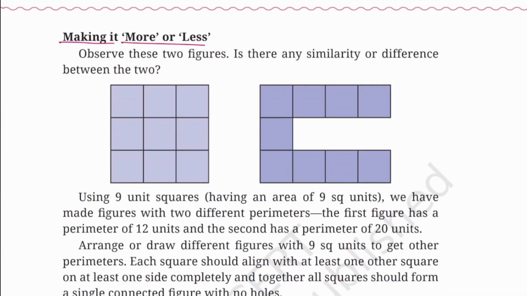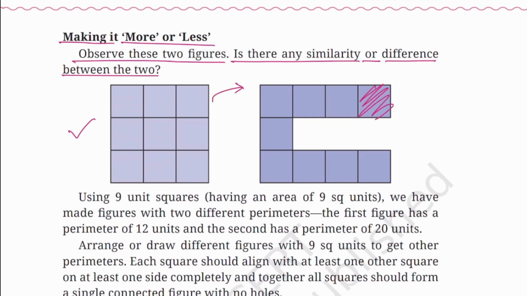Making it more or less. Observe these two figures. Is there any similarity or difference between the two? This is a square having side length 3. This is a modified version of this square.